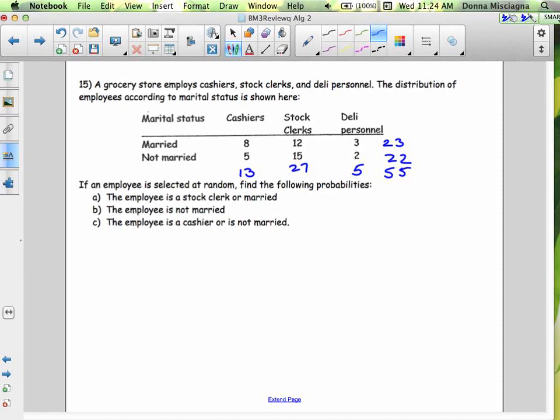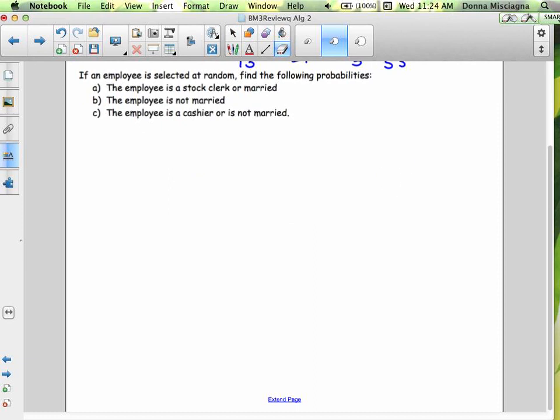Where did I add wrong? This would be 27, this would be 45. Oh, what did I put 30? No, it's not 55, it's 45. Oh my gosh. Whoops. And now look what I've done.